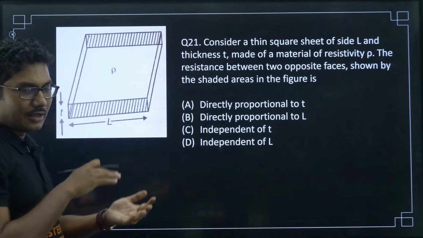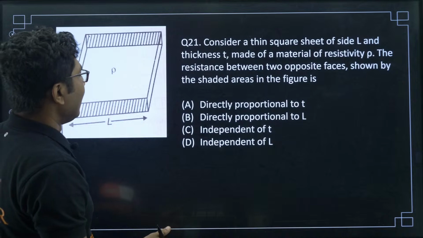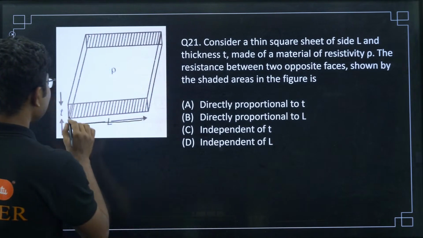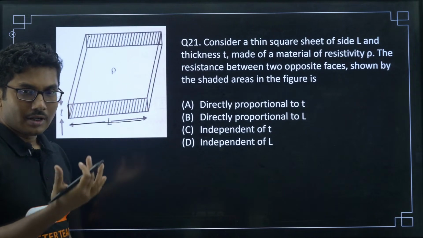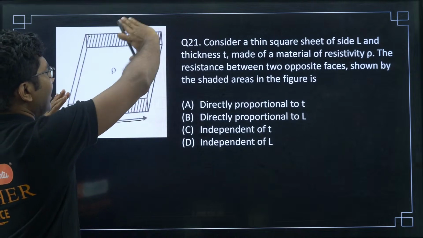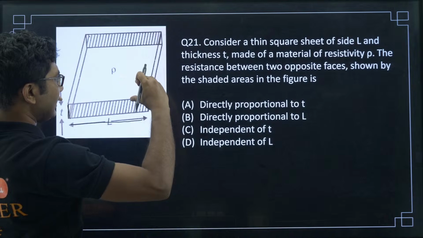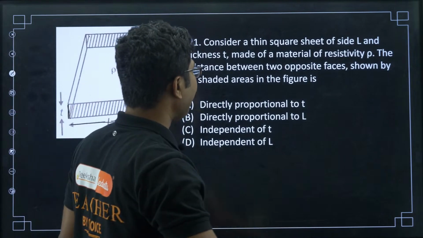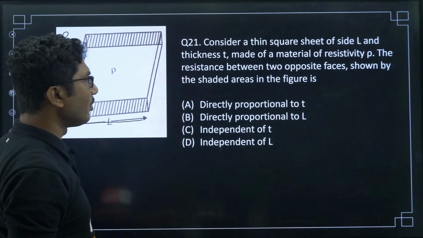Okay, this is like a sheet of paper. Length is L and thickness is T. So, this is the thickness. Maybe it is clear in your diagram. If it is not, it's like it's lying on a table. So you can consider this is a thickness T, length L, lying on a table, made of material of resistivity rho. So, resistivity of the material is rho.